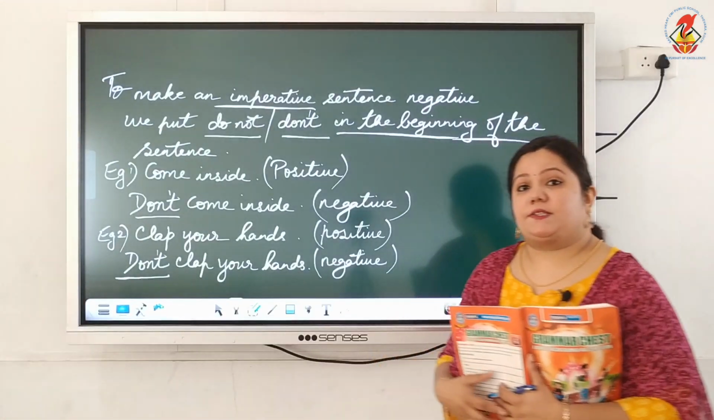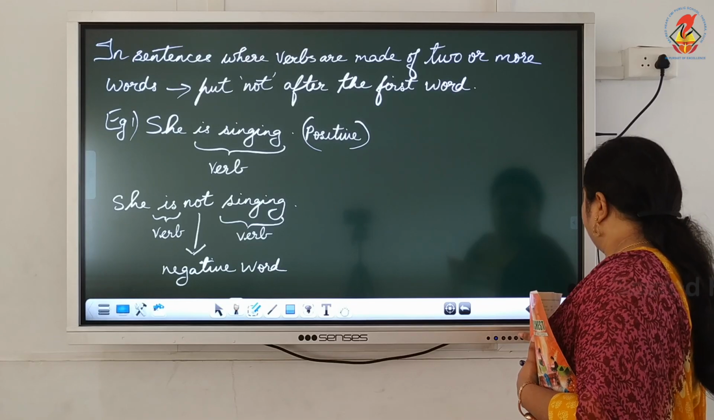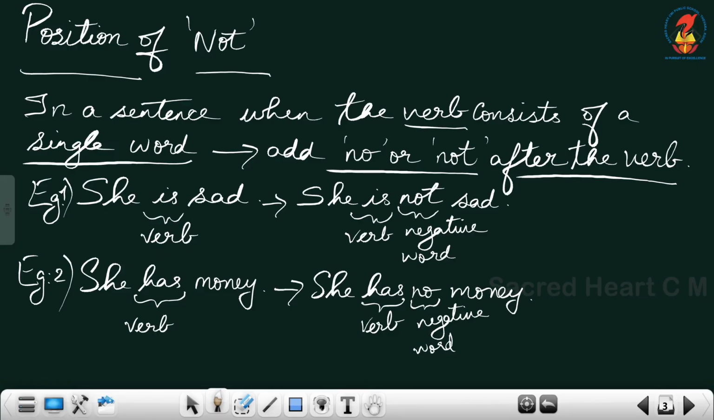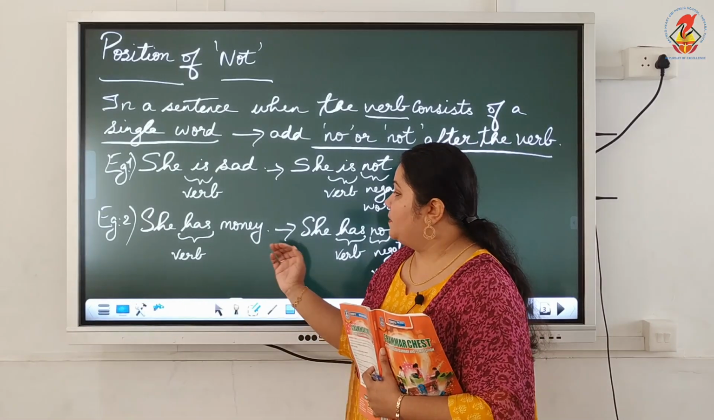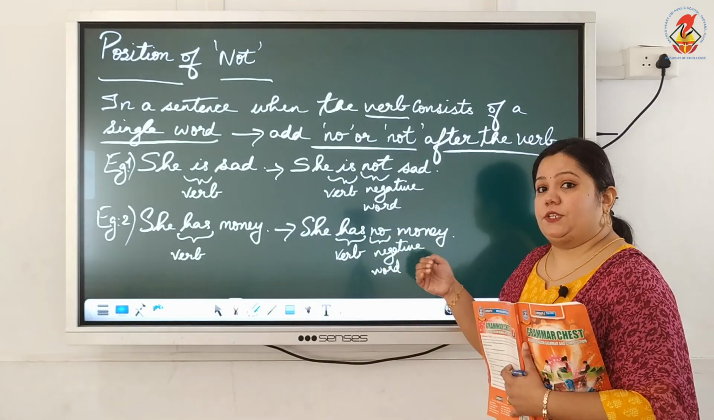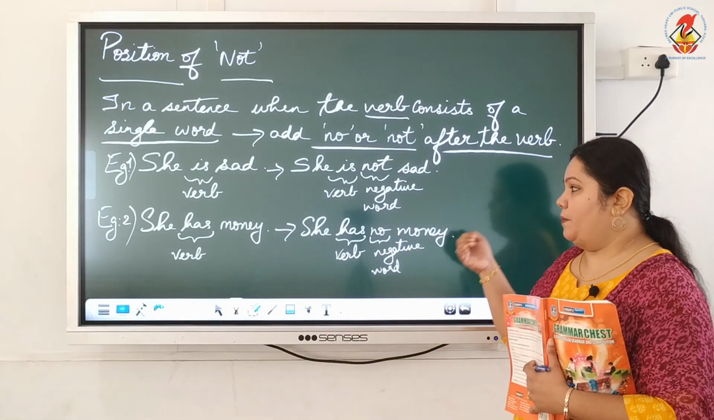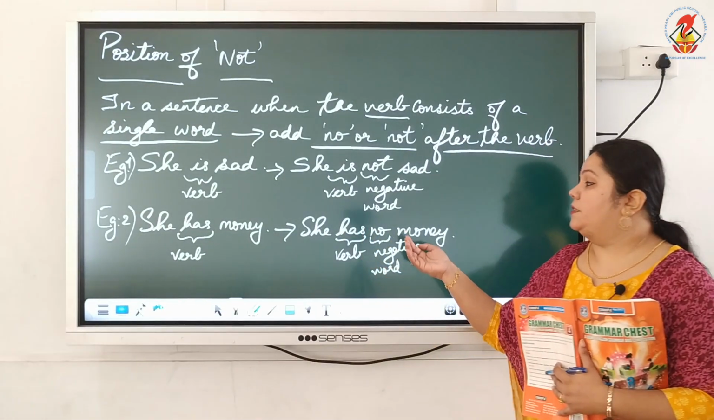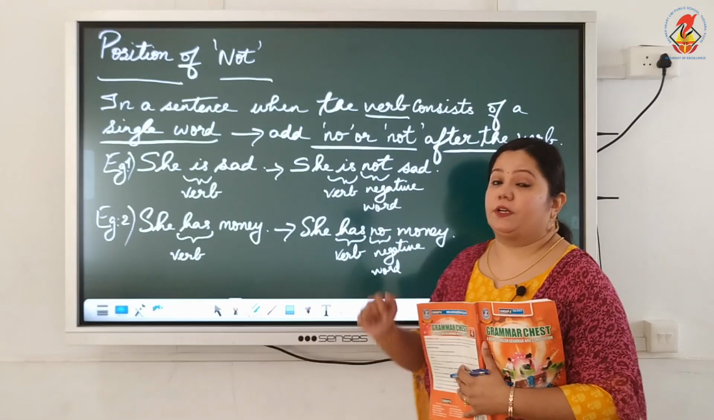Alright, now let us see what we have learnt about the positions of not. Once again, in a sentence when the verb consists of a single word, we add not or no after the first word. So, she is sad. When we change it, it becomes she is not sad. So not is written soon after the verb "is". Similarly, she has money. If we want to change it into negative, we write she has no money. "Has" is a verb, and here the negative word is written soon after the verb.